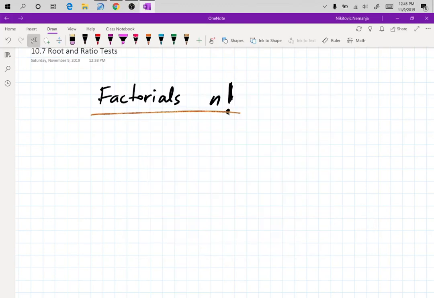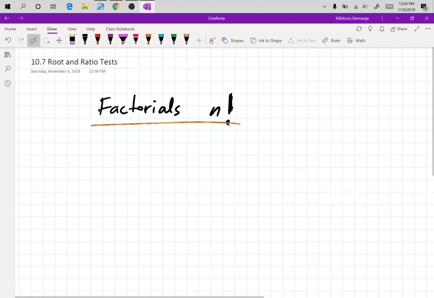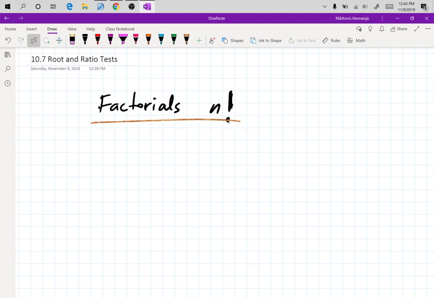Hello and welcome back to Calculus 2 section 10.7 on root and ratio tests. First, we'll talk about factorials. Then we'll talk about ratio test, and then at the end, a root test. Now, this might be a part 2 depending on the time. We have about 30 minutes. This is definitely going to be a part 2.